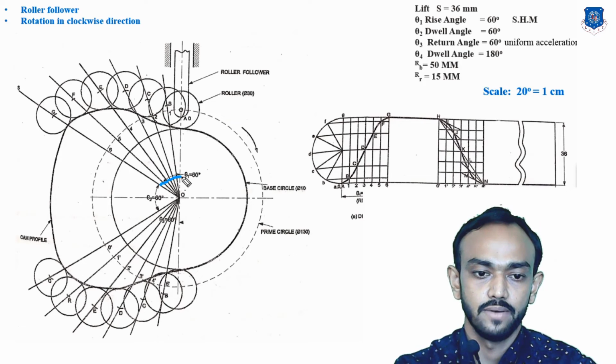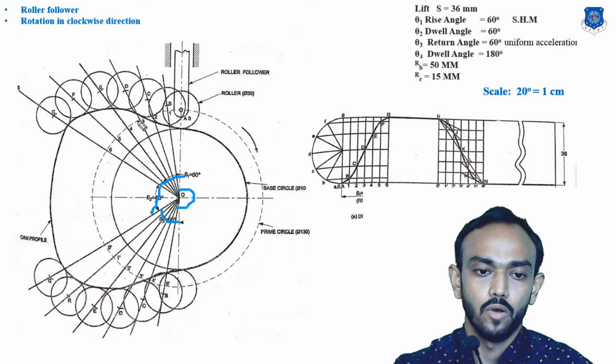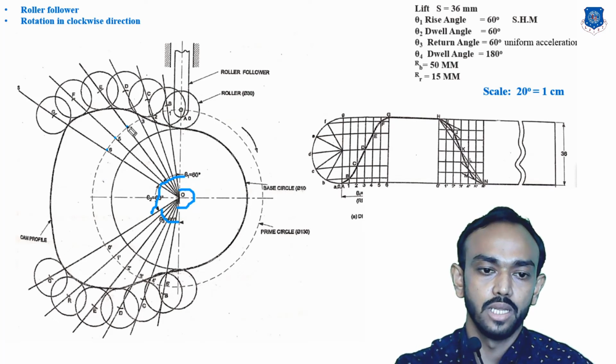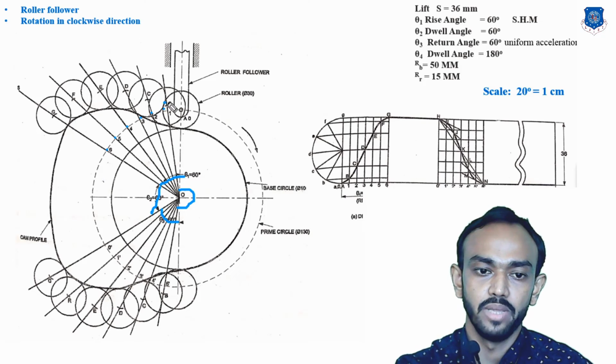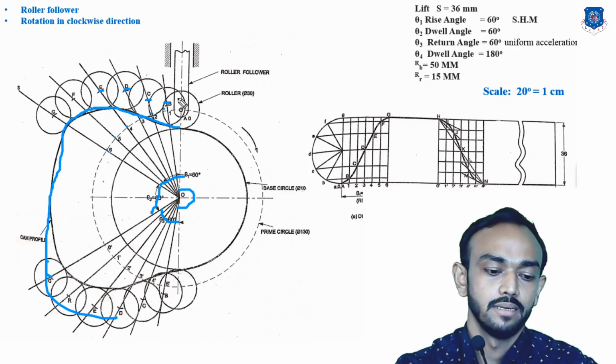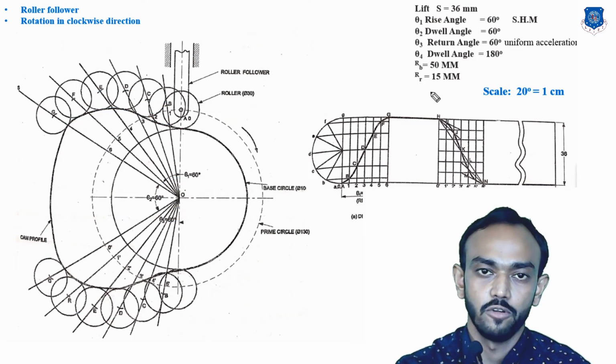Check this. So this type of profile you will get at the end. This is theta 1 60, 60 dwell, theta 3 60, and remaining 180, and all the points you will get on the prime circle. And when you get this 1 to B, C, the points, you make a circle on every point, and you will draw the profile which is only touching, not intersecting the circle. So that's it. This is the profile for the roller follower.